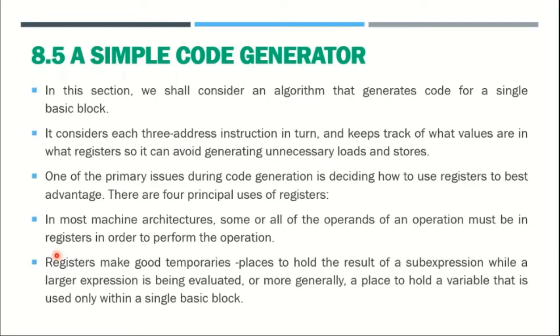One of the primary issues during code generation is deciding how to use registers to best advantage. That means the major problem in code generation is how to allocate registers for storing values. With the help of this, we can observe several properties. Based on such properties, we can choose which register is helpful to store a particular value at the time of execution, or at runtime.